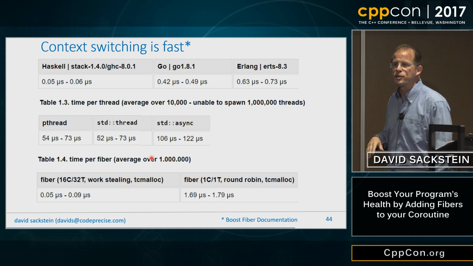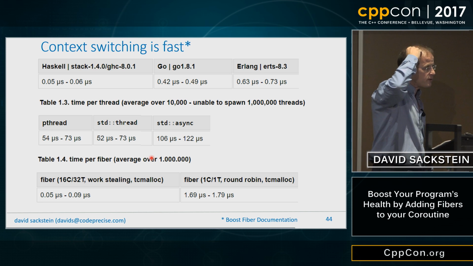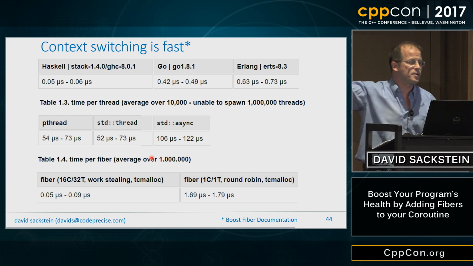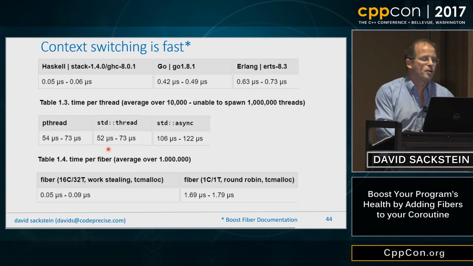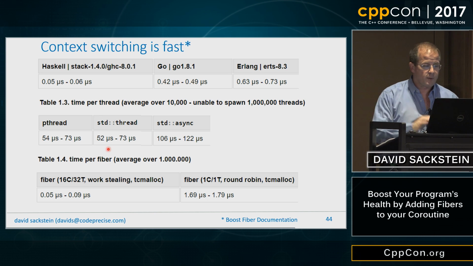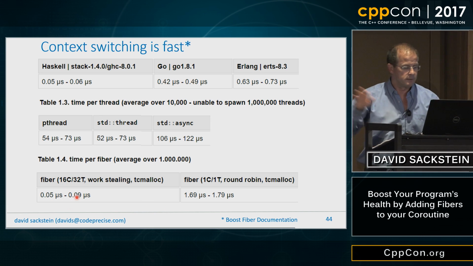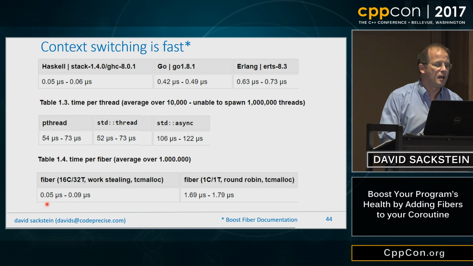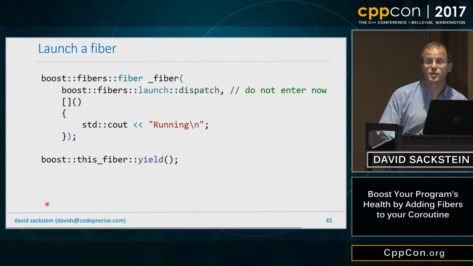As I mentioned before, context switching is fast. You can look at these numbers in more detail in the Boost Fiber documentation, but you can see here two numbers that I wanted to point out. In this particular run, the std::thread context switching was in the order of 52 microseconds, whereas the fiber, optimized with the work stealing algorithm, is 3 orders of magnitude faster. So this is the real benefit.